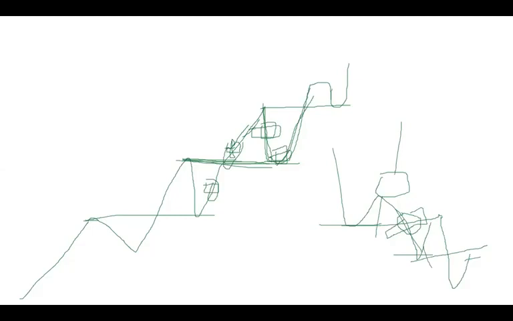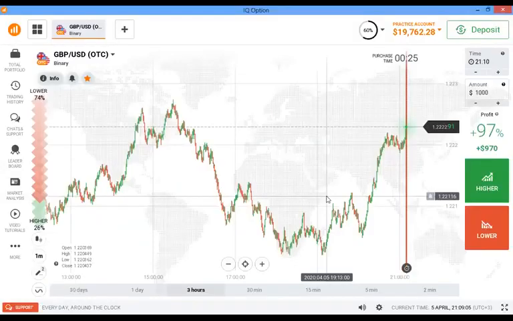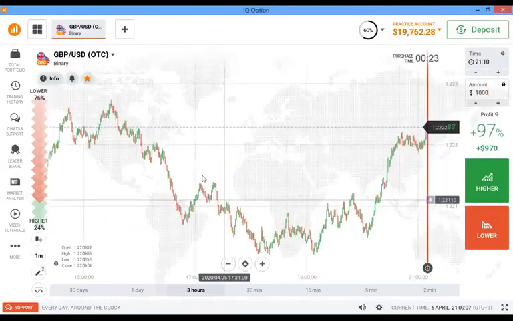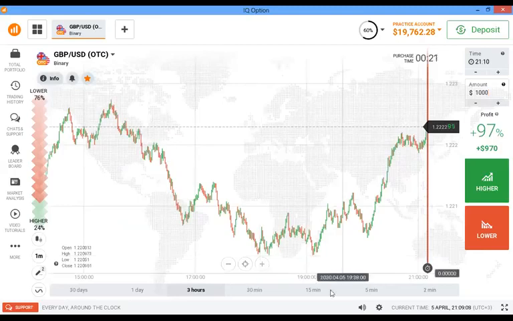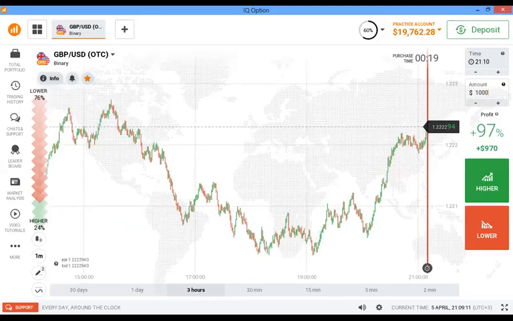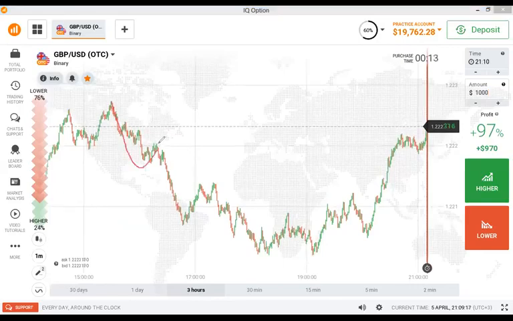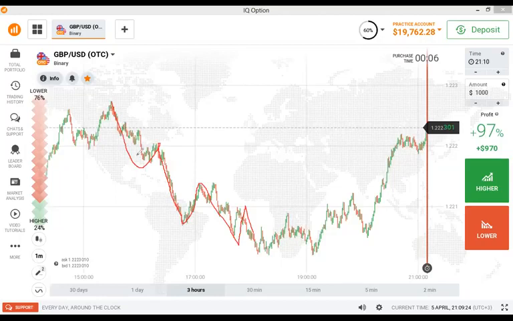Let's see that on the chart. Look at this chart now. The market went down here, buyers pushed up, went down again, buyers pushed up, went down again, buyers pushed up, went down again, buyers pushed up. All this area is the middle of the trend. This is the starting of the trend, and this is the ending of the trend.